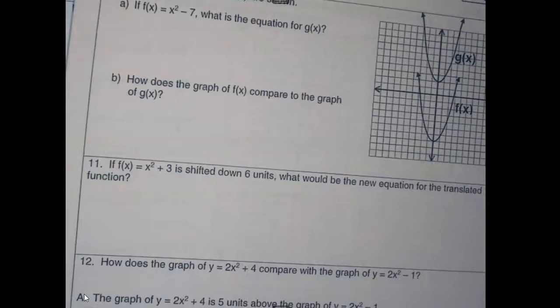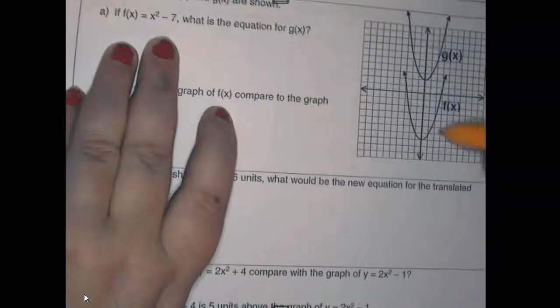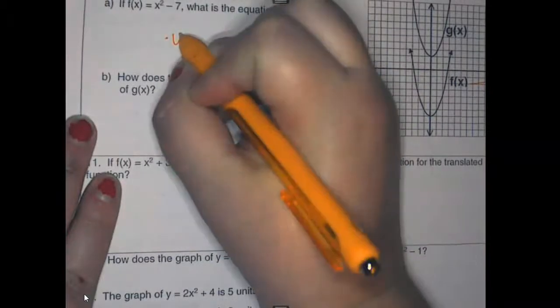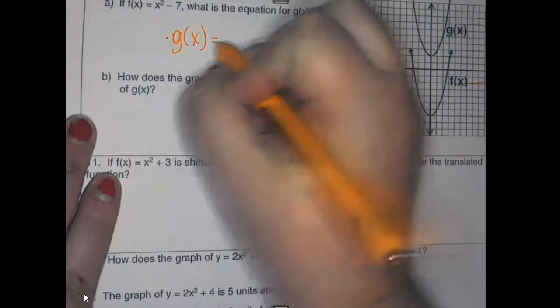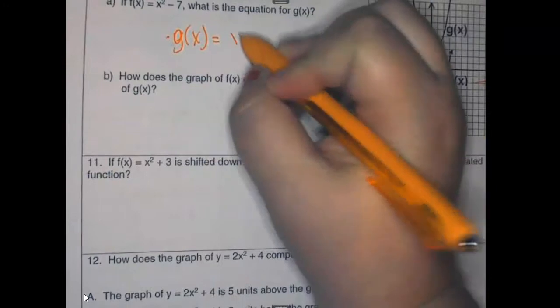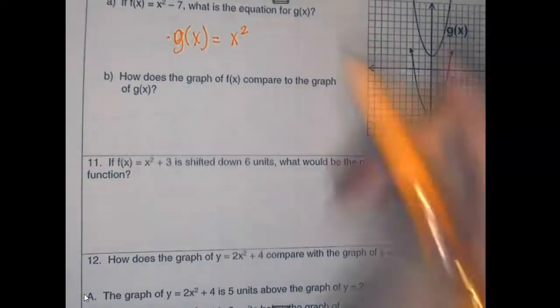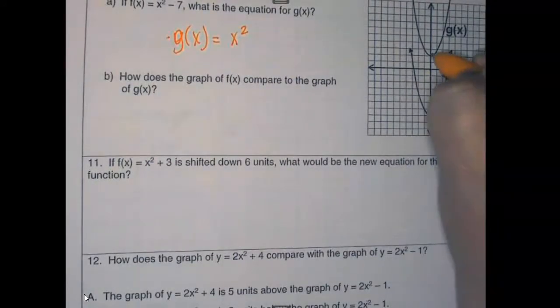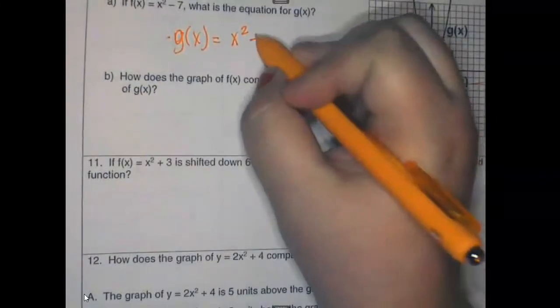Alright, so let's look at number 10. So if f of x, so we're saying this one right here, is going to be x squared minus 7. Okay, what is the equation for g of x? So I started to write y is equal to. Well, did it get fatter or skinnier? No. Is it opening up or down? It's opening up, so it's going to stay positive x squared. And then it is up 2. It translated 2 from my origin, so it is plus 2.